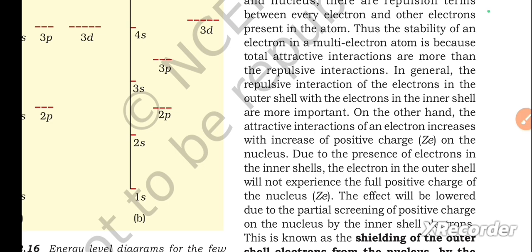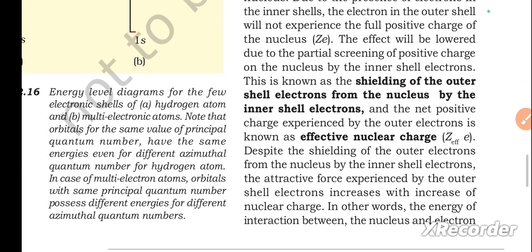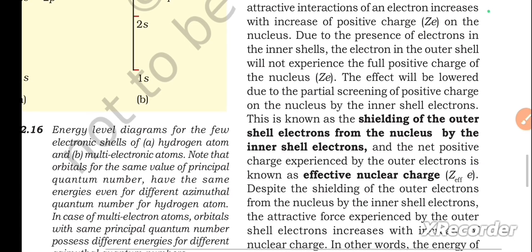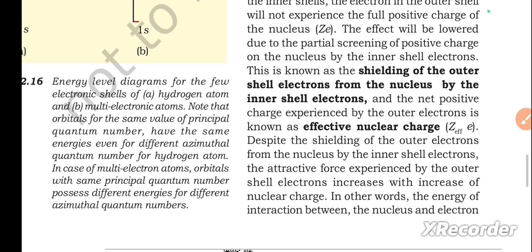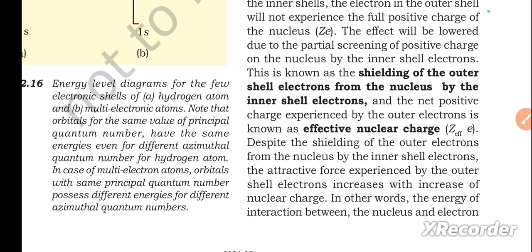On the other hand, the attractive interactions of an electron increase with increase of positive charge on the nucleus. Due to the presence of electrons in the inner shells, the electron in the outer shell will not experience the full positive charge of the nucleus. The effect will be lowered due to the partial screening of positive charge of the nucleus by the inner shell electrons. This is known as the shielding of the outer shell electrons from the nucleus by the inner shell electrons, and the net positive charge experienced by the outer electrons is known as effective nuclear charge.